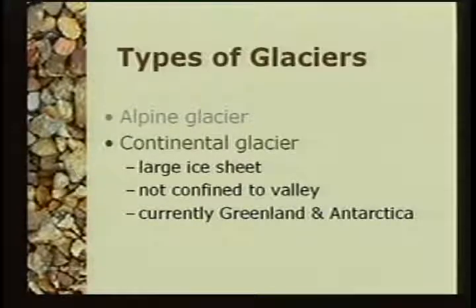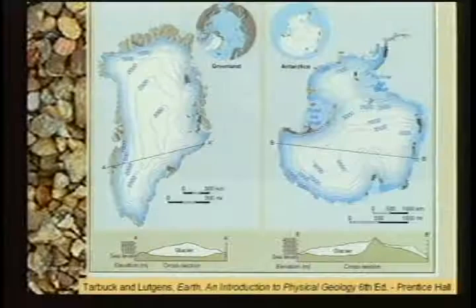The other type of glacier is a continental glacier. This is a large ice sheet, and it's not confined to a valley. In fact, the ice moves just about anywhere it wants to. Now, in the past, continental glaciation was much more common than it is today. Today, we only see continental glaciers in 2 areas, Greenland and Antarctica.